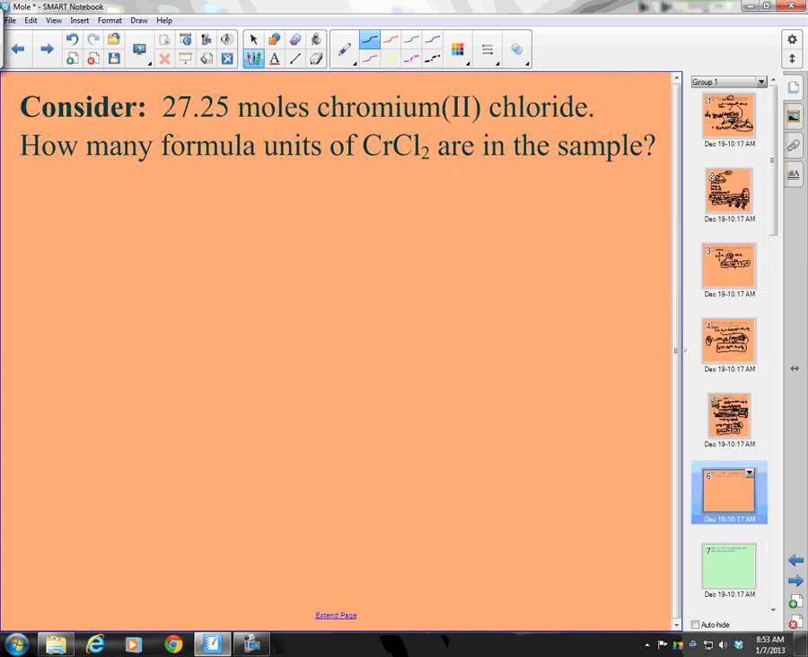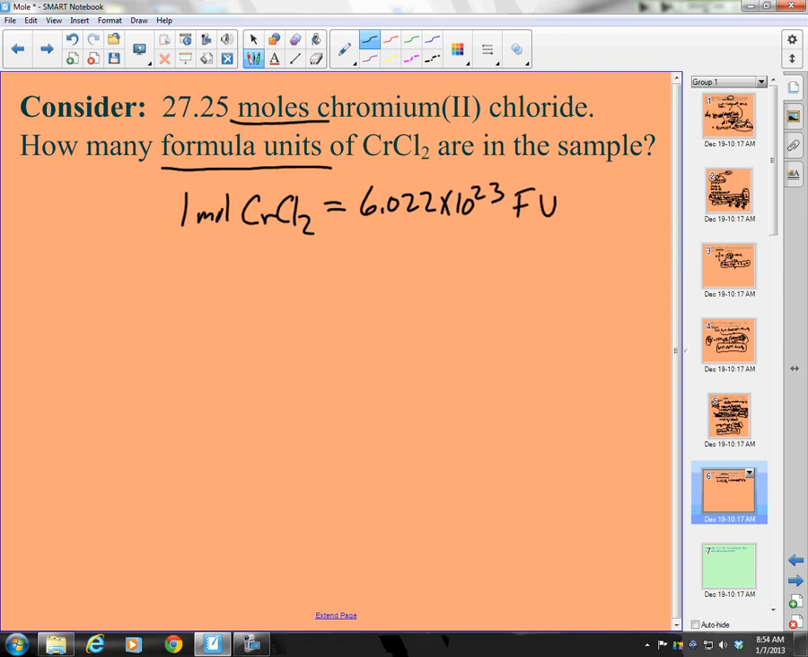Here we go. We'll do this one together. Okay, I have 27.25 moles of chromium(II) chloride. Okay, I have moles, and what do I want? I want formula units. What's a formula unit? Oh, I remember. Formula units are particles. That means 1 mole of an ionic compound, in this case chromium(II) chloride, has 6.022 times 10 to the 23rd formula units of chromium(II) chloride, right?